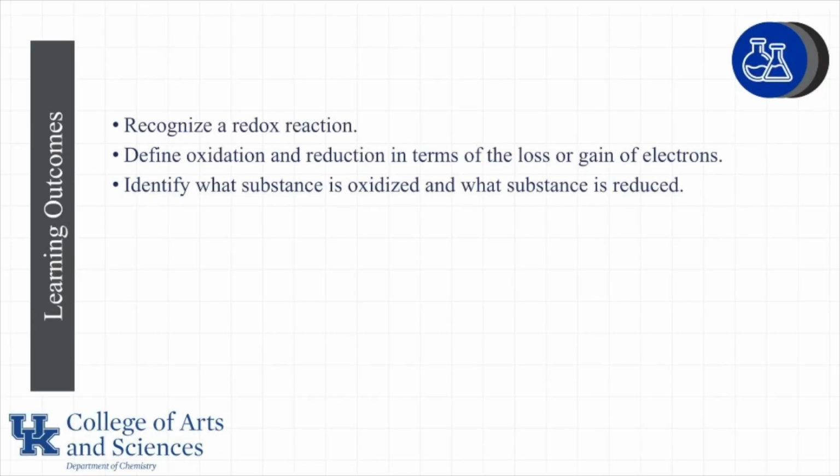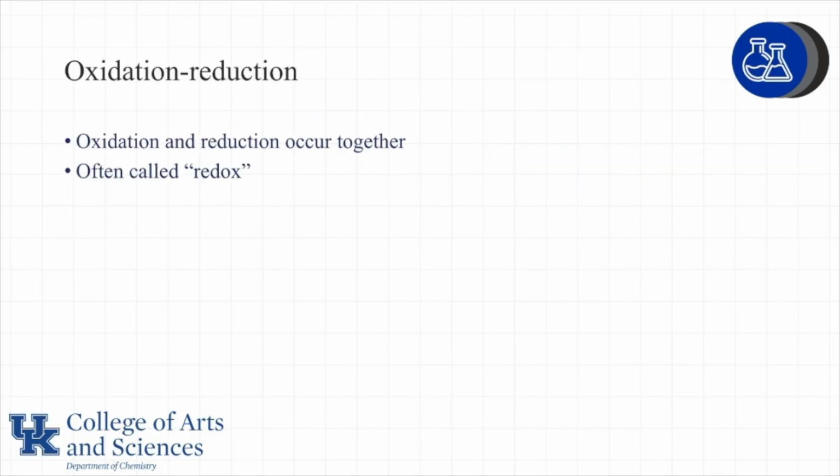In this lesson, we're going to look at oxidation reduction reactions, also known as redox. Oxidation and reduction happen as a pair. As one species is undergoing oxidation, another is undergoing reduction. And we often abbreviate or shorten this name down to redox.